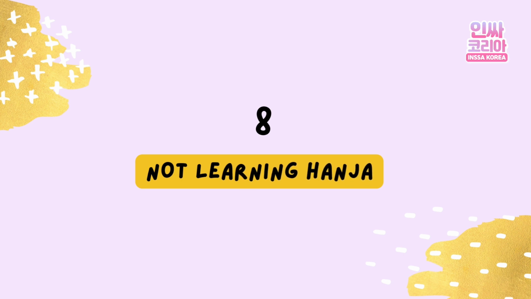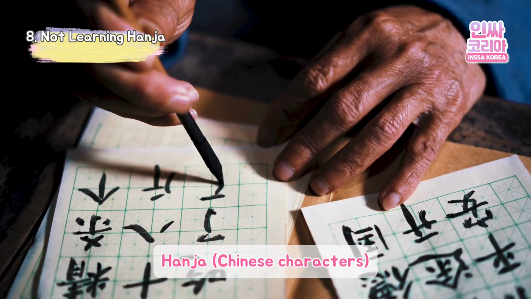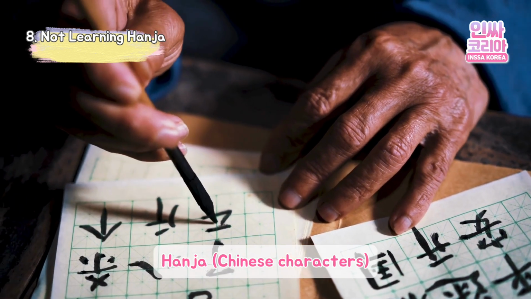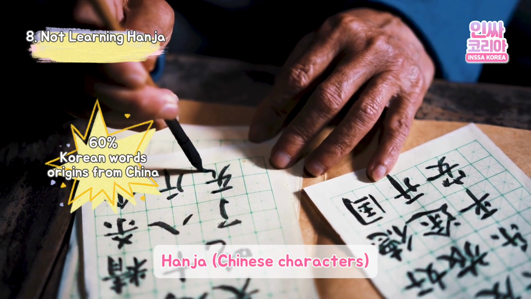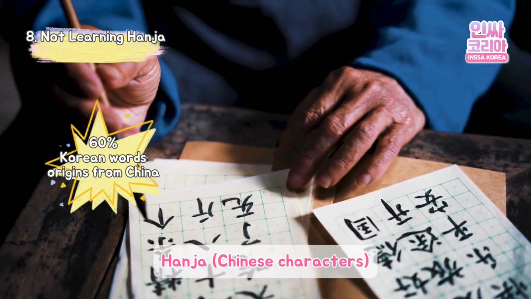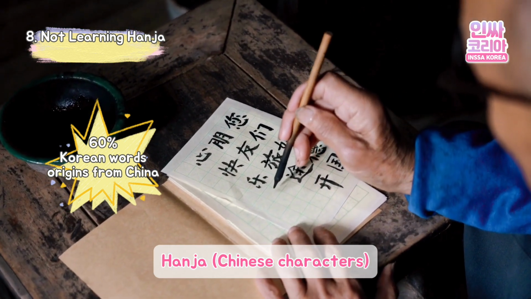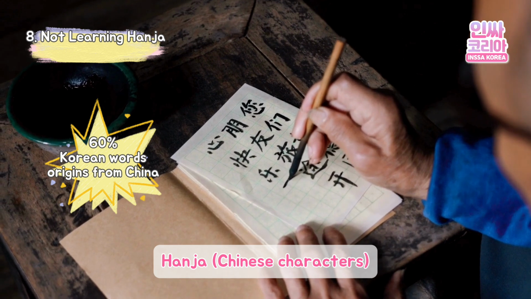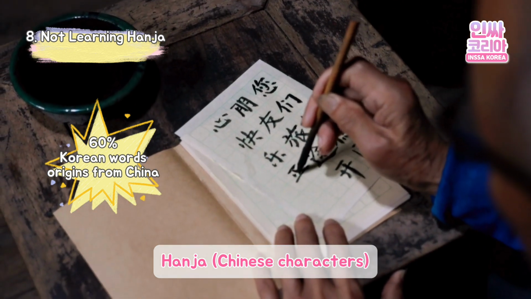Not learning Hanja. Hanja, which means Chinese characters in Korean, actually plays a huge part in the language. Almost 60% of Korean is from Chinese words. Trying to look into Hanja, the Chinese characters, can be very helpful for understanding the origins and meanings of words.